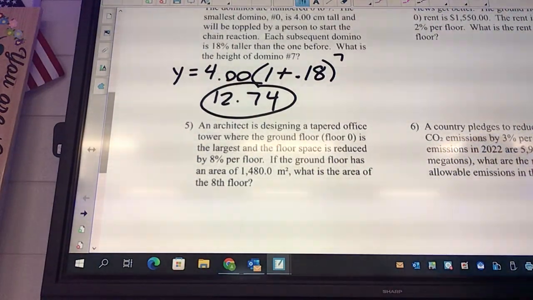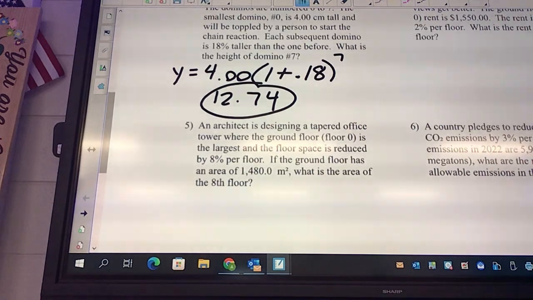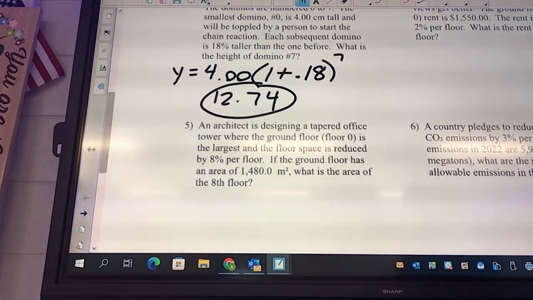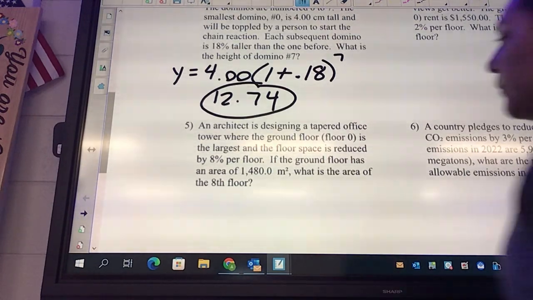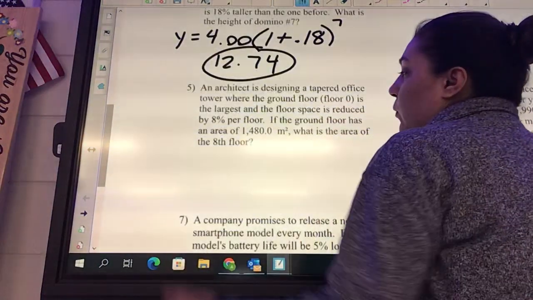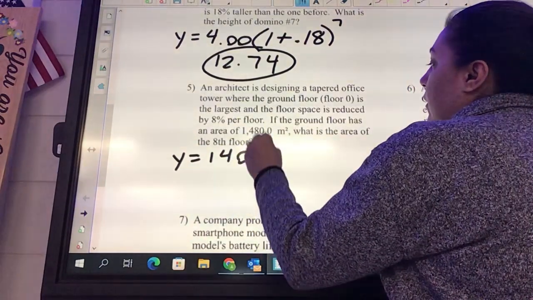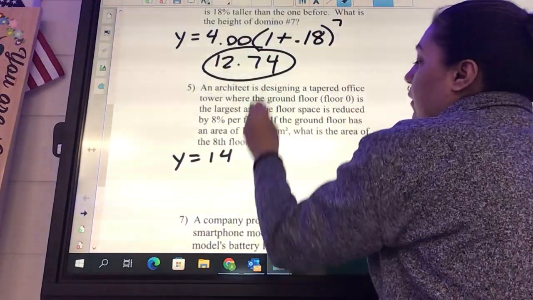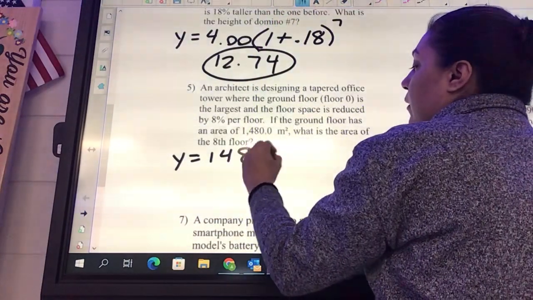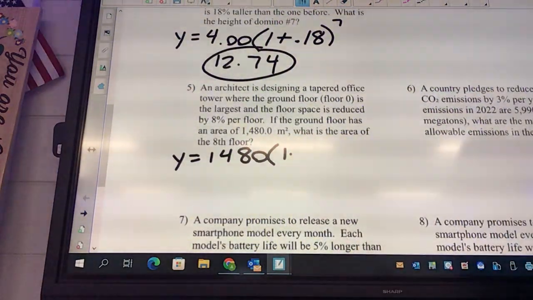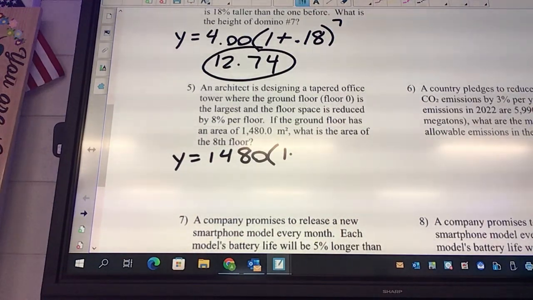An architect is designing a tapered office tower where the ground floor is floor 0. The largest floor space is reduced by 8% per floor. If the ground floor has 1480 meters squared, what is the area of the 8th floor? Okay. So we know our starting value is what? Plus or minus? It's minus. Why is it minus?